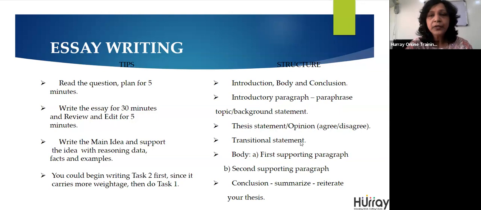Now agree, disagree could be, if it's an opinion, they give you a topic and they ask you, do you agree or disagree? You could write in the thesis statement, I agree with the above topic, or I disagree with the above topic. Now, if they give you a scenario, a situation and ask, to what extent do you agree? You could say, I predominantly agree with the topic. Or you could write, I partially agree, I totally agree, I equally agree. And then you give the transitional statement.